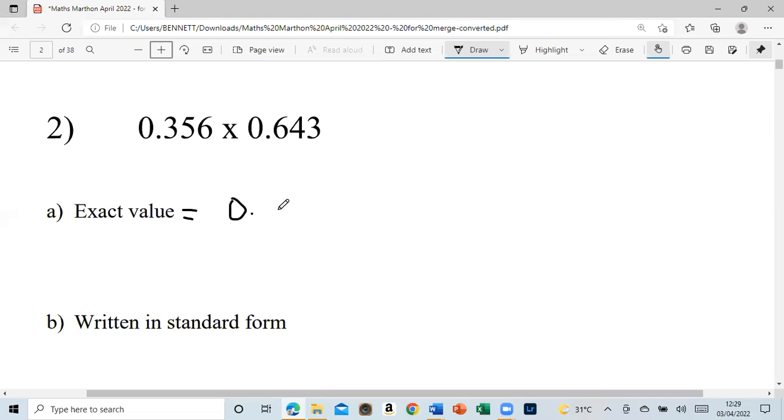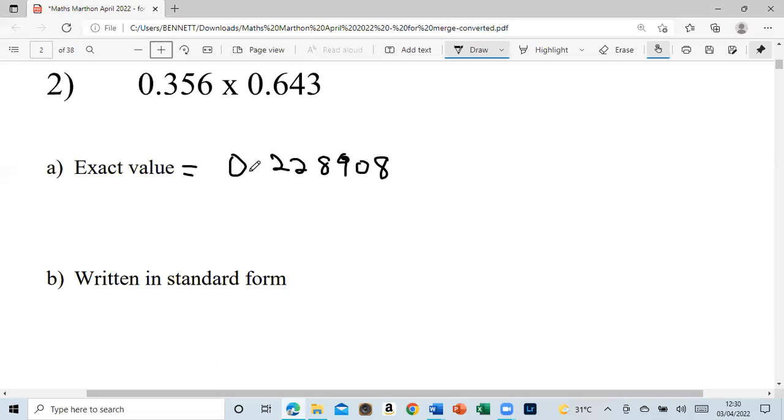I'm turning my phone. Hold on, guys, let me turn them. All right, go ahead now. 0.228908. Yeah, no one talk to me. 0.228908.